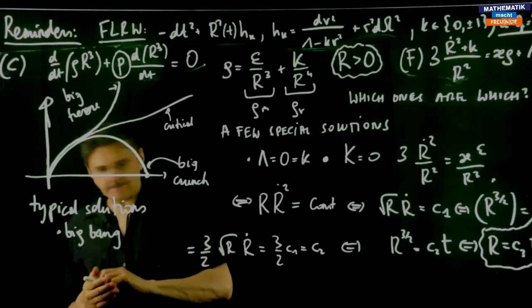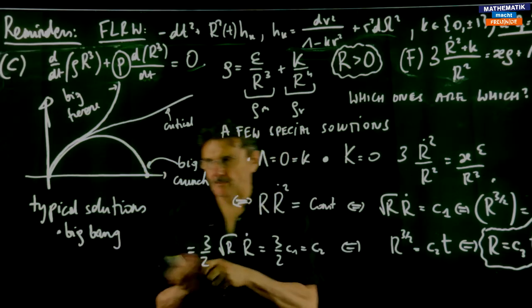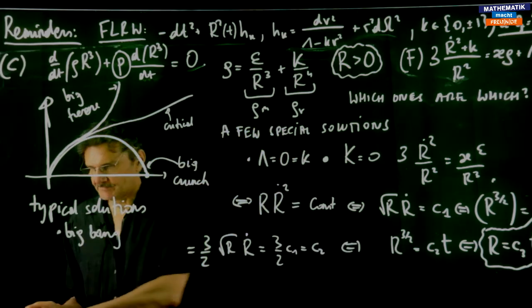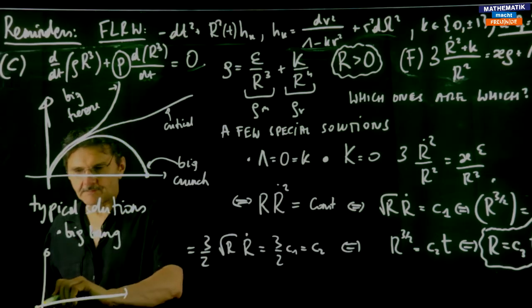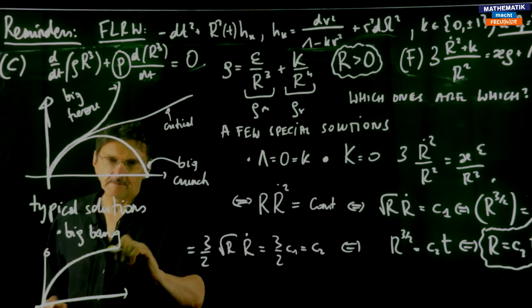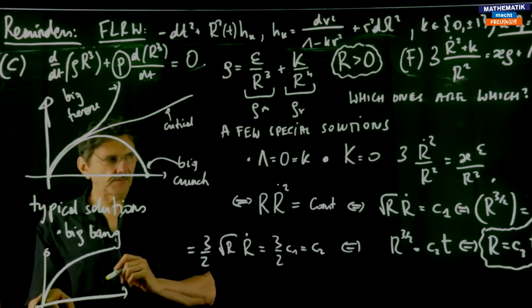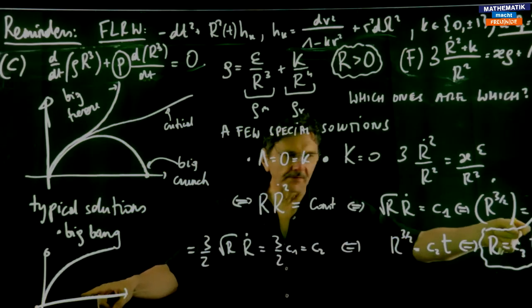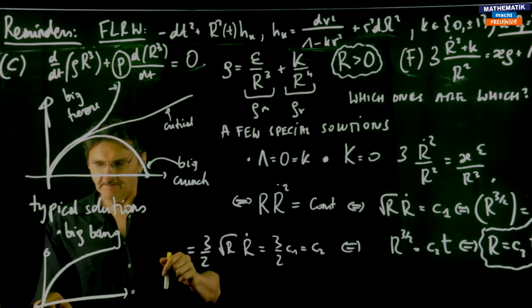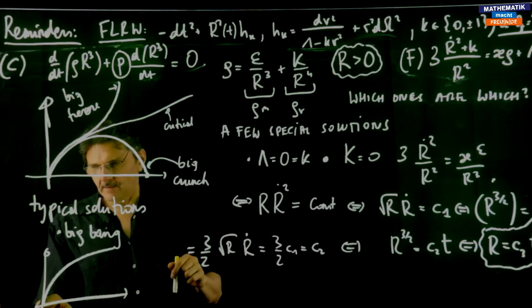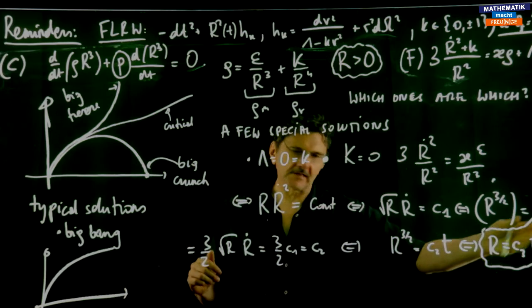So on this graph, it's going to look, well, let me make another graph. Right, so this is something like that, right? So the slope here is infinite, because if you differentiate t to 2/3, you're going to get t to minus 1/3. So the slope is infinite. So you're starting from a big bang, and you're expanding. The universe is expanding forever.